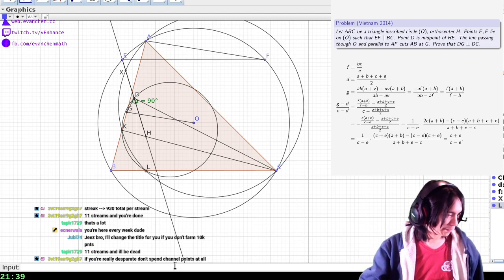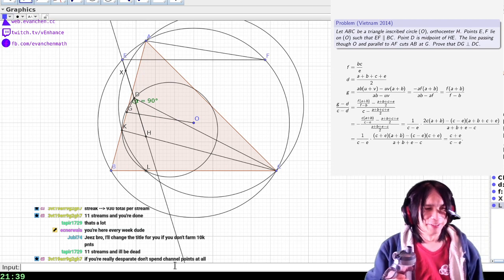Why are people so concerned about shadow points?